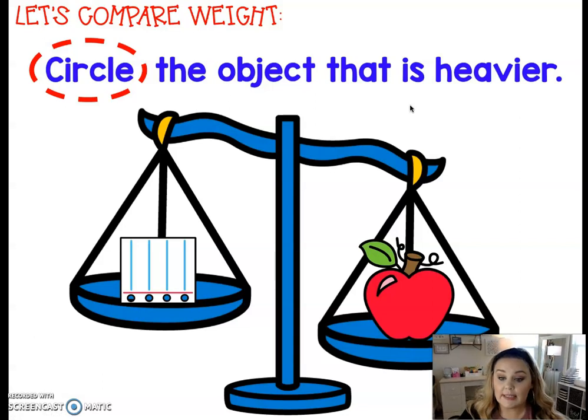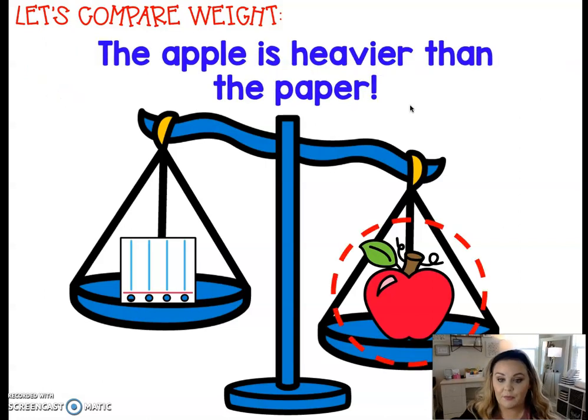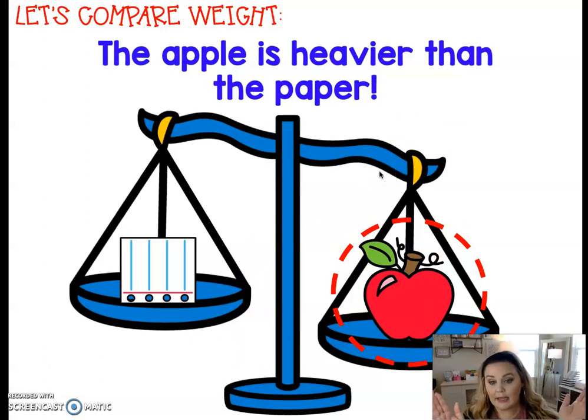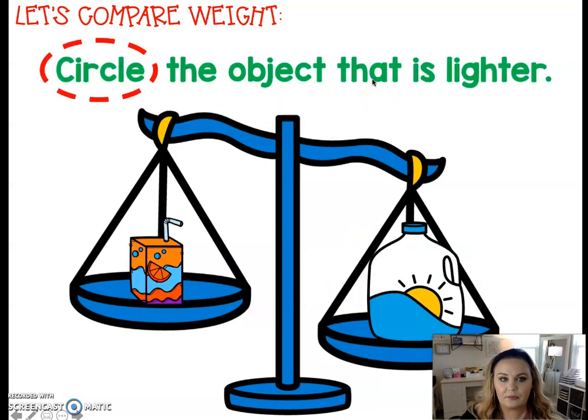Now we are using the scale. Remember, the side that's heavier is going to be lower. Circle the object that is heavier. You can either do your air circle or you can just say the name of the object out loud. We are looking for the one that is heavier. The apple, very good. And if you look at the scale, you can see that the side with the apple is going down lower because it is heavier. The apple is heavier than the paper. Very good.